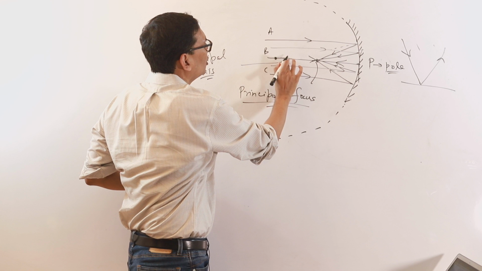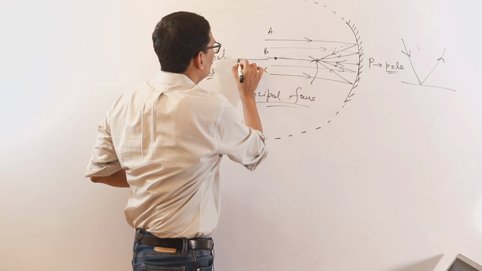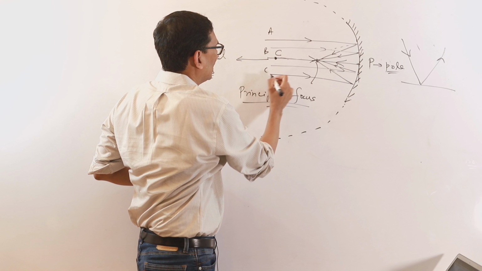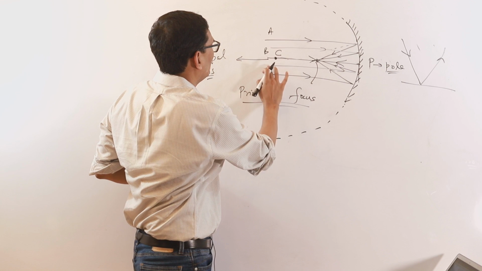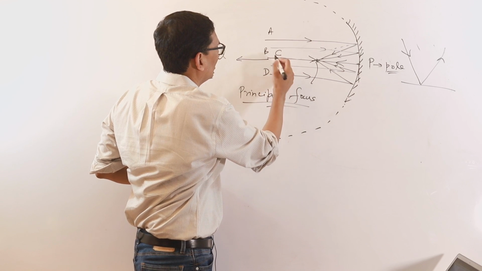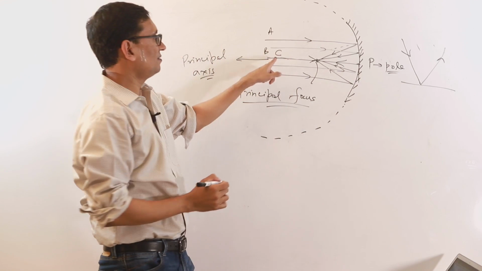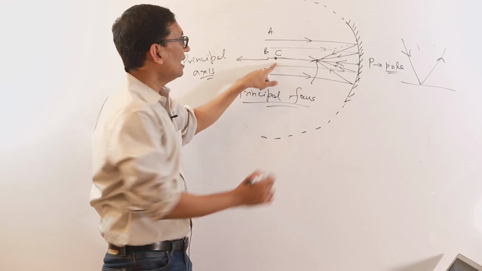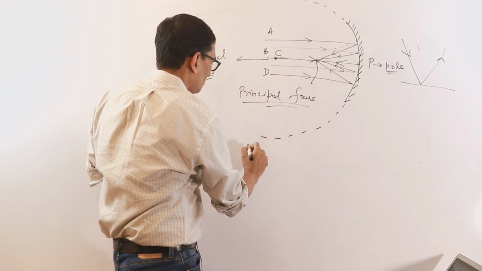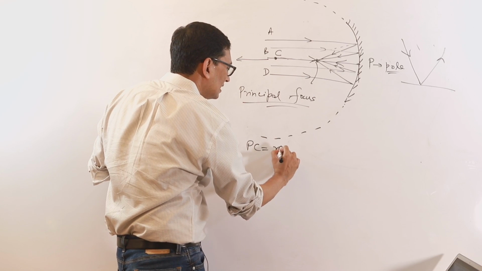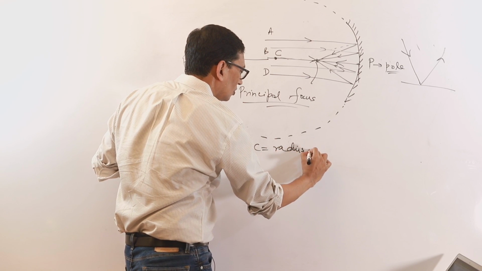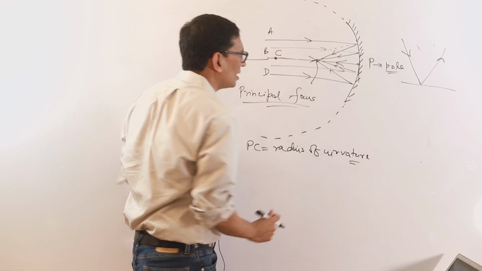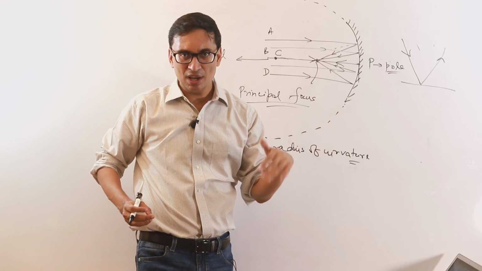So this is the center. Okay, I have used the letter C here. Let me not use the letter C, let me call it D or something. So C is the center of this sphere. We call C the center of curvature, right? And this distance from C to P, PC, is equal to the radius of curvature.